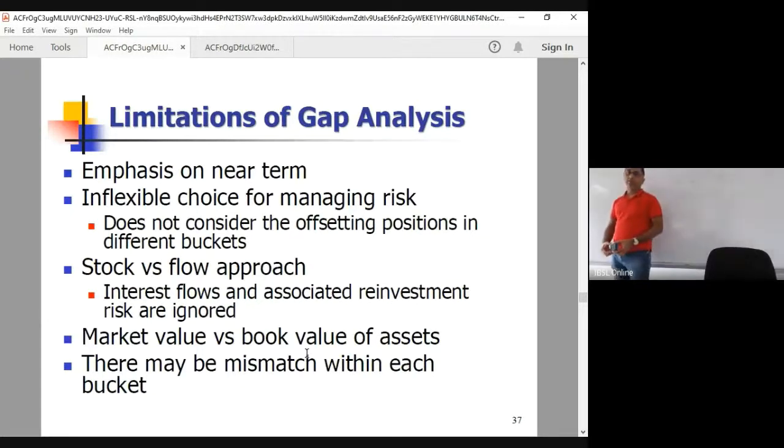That's a good segue into the limitations. It's basically a lot of emphasis on the near term, because you don't know what your long-term assets and liabilities might be. You have no way of really forecasting some stuff. So it's looking at what you have now. In other words, it doesn't take into account major shifts in your balance sheet over a period of time.